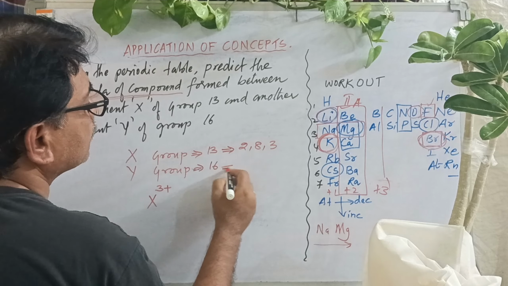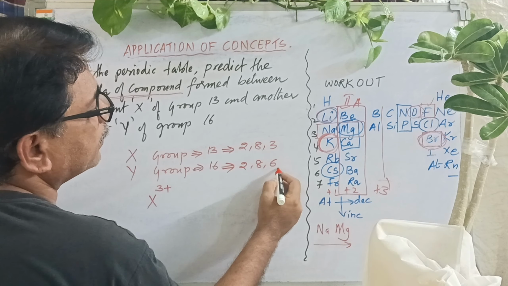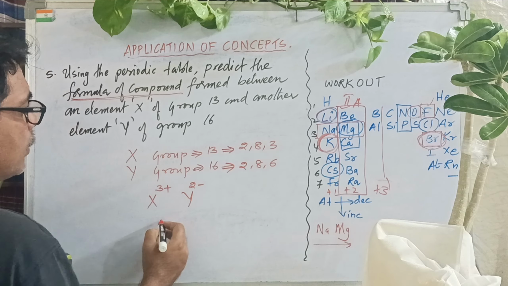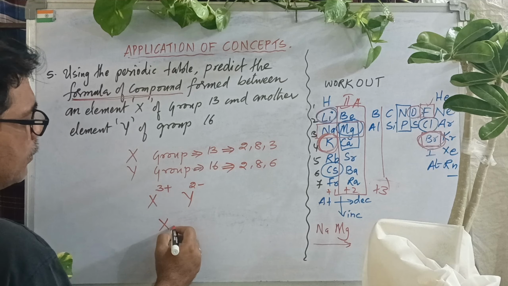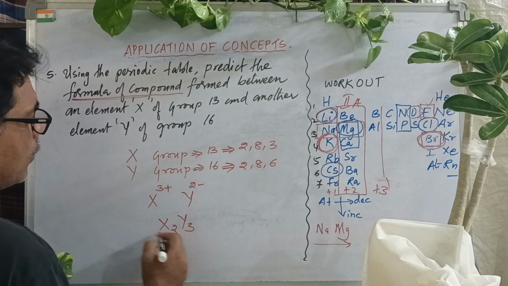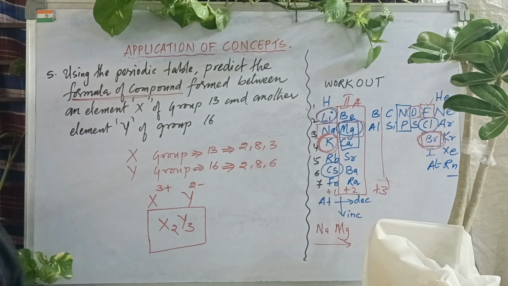Now coming to this one, group 16, 2, 8, 6. It's very close to 8. It can take 2, so it is ready to take 2. So crisscross: this 2 is given to X and this 3 is given to Y. This is the formula of this compound. We finished the question.